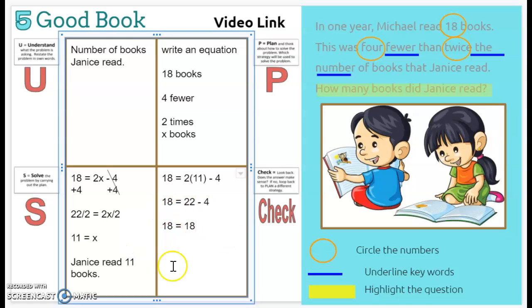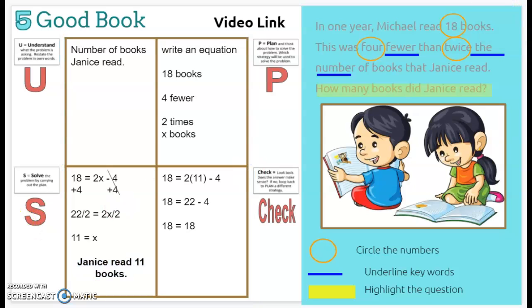And that is correct. So I know that x equals 11, which means I can actually say Janice read 11 books. And that is the answer to number 5. Again, remember, when you are answering a word problem, you answer it with a complete sentence.